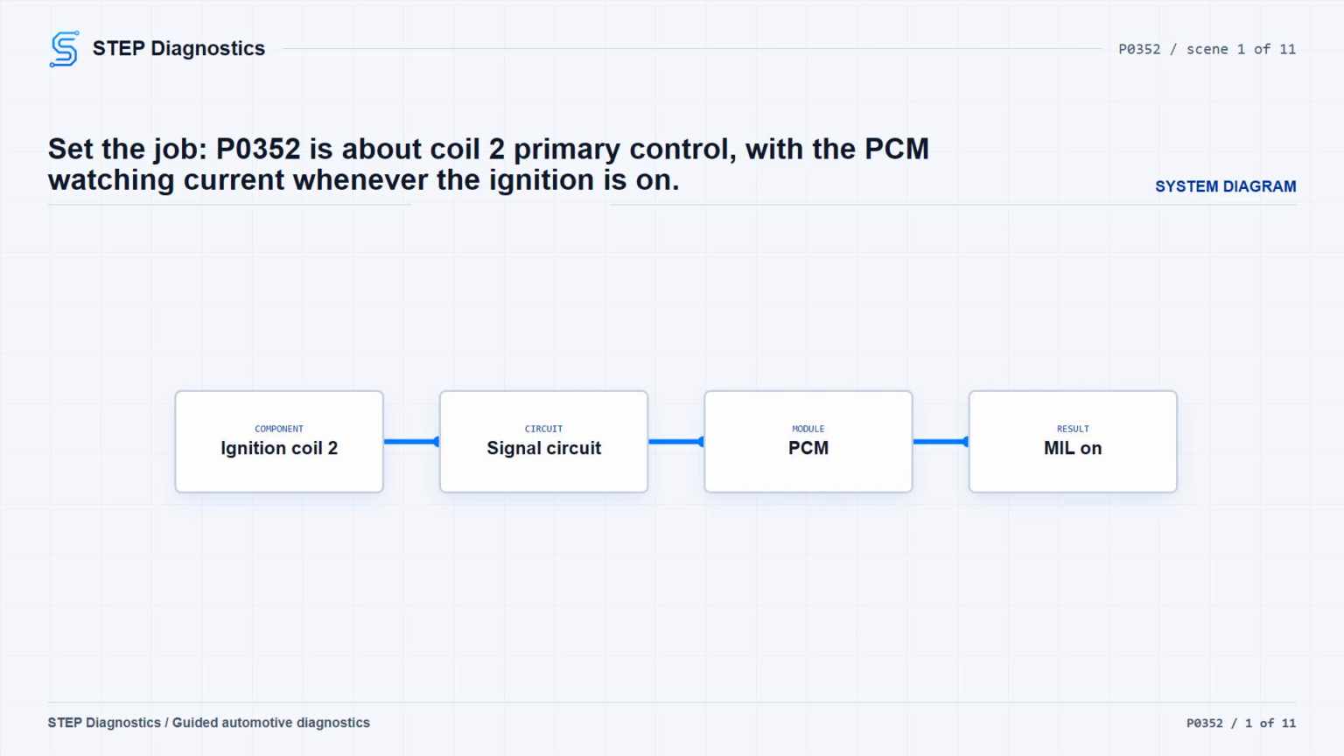The monitor runs continuously with the ignition on, and the MIL will illuminate. The truck may misfire, run rough, have reduced power, or in some cases only show the light. The broad areas to keep in mind are the fused relay output feed, the coil 2 control circuit, the ignition coil and plug area, connector integrity, and the PCM driver. Start with the basic system checks, then follow the circuit path in order.